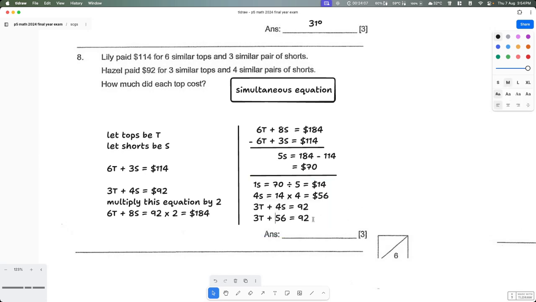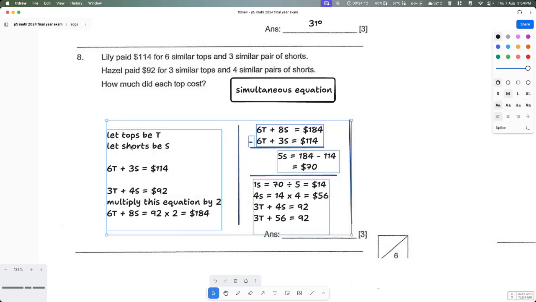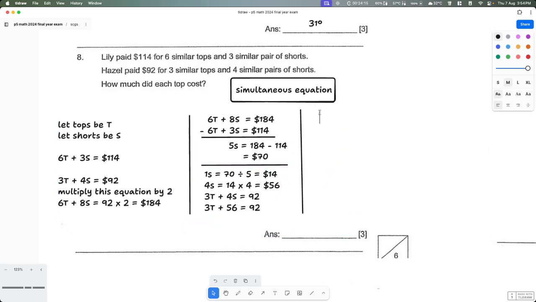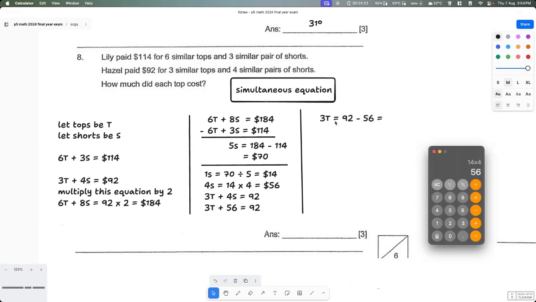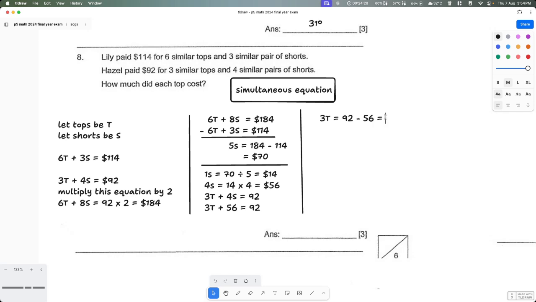Let's see if I can move this over here. So 3T is equal to 92 minus 56, which is $36. So 1T is equal to 36, and then we divide it by 3. This will give us $12. So the answer to this is $12. Phew, that's a lot. Okay.